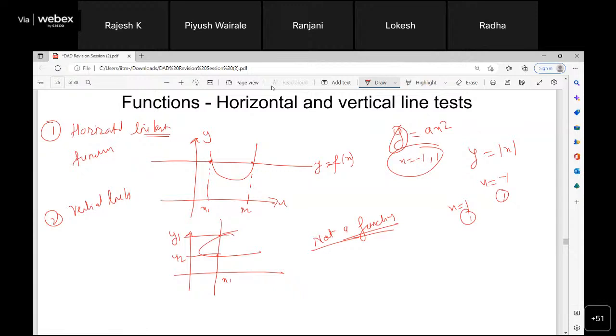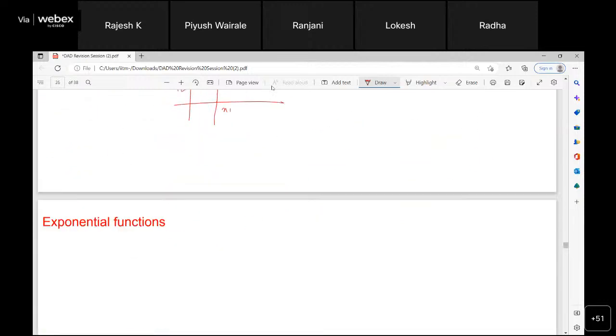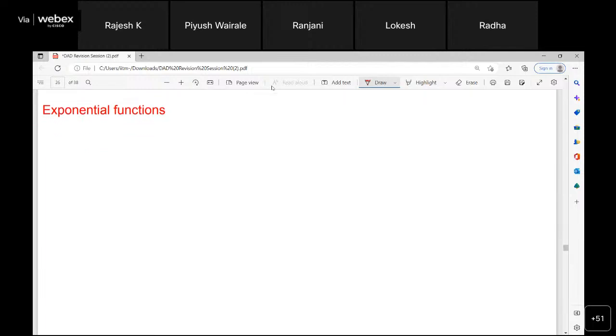So you can see our horizontal line test fails here, right? It should cut at most one point only. Here also same thing. Okay, so we will not go into detail, just the theoretical part.